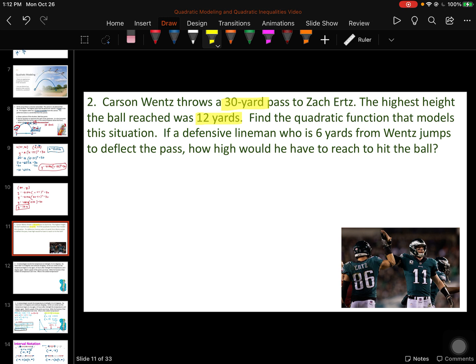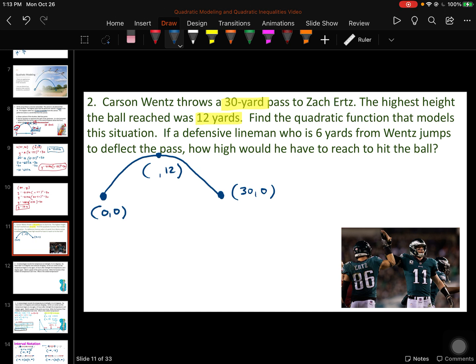If a defensive lineman, we'll talk about that part in a second. So let's get the equation first. I'm saying here's Carson Wentz. He's throwing the ball. It goes up and then it comes back down. We're going to forget that his hand is high up off the ground when he throws it. We're going to pretend that he throws it from the ground and it gets caught at the ground. And I'm saying that it's a 30-yard pass. So that means it's traveled 30 yards horizontally. I know that the highest height was 12 yards high. And we're going to say this is 0, 0. That's where you're starting.